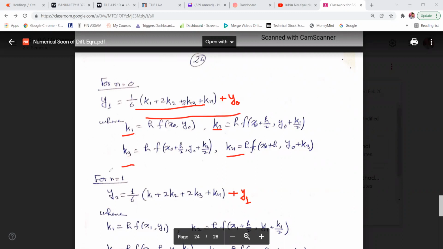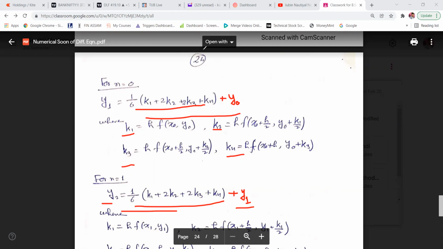Similarly, for n equal to 1, y n plus 1, that means 1 plus 1, that is 2, so y2. So y2 is equal to y n, and n equal to 1 means y1, so this y1 plus this one. So just substitute here what k1, k2, k3, k4 are, as given here. In the original expression, you just need to put n equal to 1, and you'll get all the expressions here. Then you find this k1, k2, k3 and k4, and then you substitute here, you will get the second approximation. Similarly, for n equal to 2, n equal to 3, n equal to 4, you can find it out.